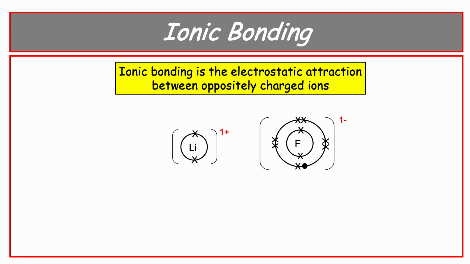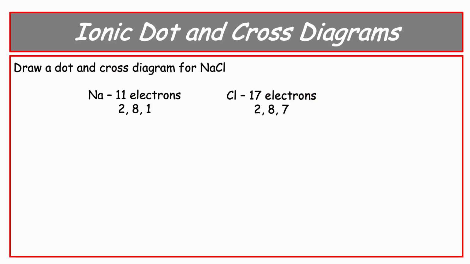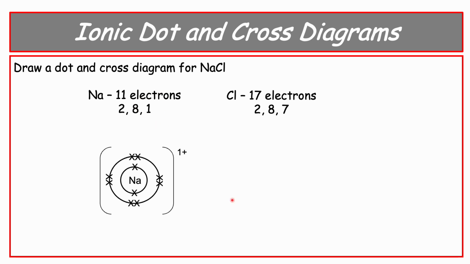To draw a dot and cross diagram for an ionic bond, all you need to do is draw both ions like you've just done on the last slide, but this time you're doing 2 for each one. So if I go through an example, we've got sodium chloride, aka salt. So just like we've done before, I'm going to draw the electron configuration out of sodium, which is 2, 8, 1. I know to get a full shell, sodium will lose this one electron and form an ion with a +1 charge. So there's my sodium ion. Likewise, I know chlorine's got 17 electrons, 7 in the outer shell, but it wants 8, so we're going to gain an electron.